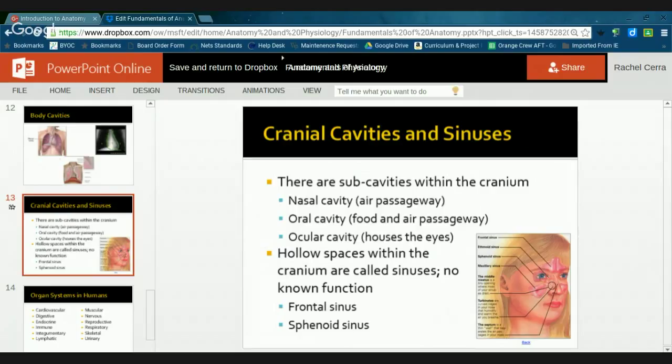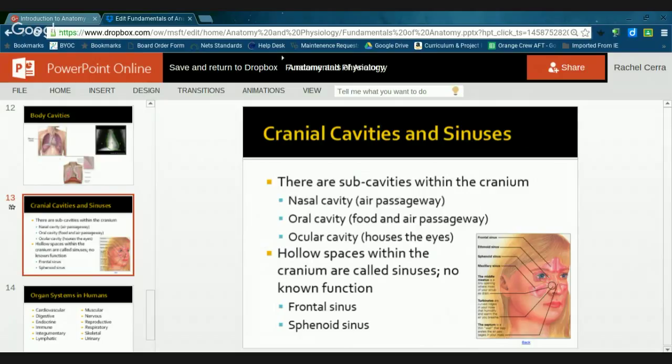Okay, then you have these lovely things called sinuses. We don't really know. They're more hollow spaces in your head. We're not really sure what their function is. Sometimes I wonder if the only function they have is just to get infected, so you have a sinus infection and cause headaches. So whenever you have a sinus headache, it's an irritation within your sinuses. So, like I said, we don't really know what their function is.